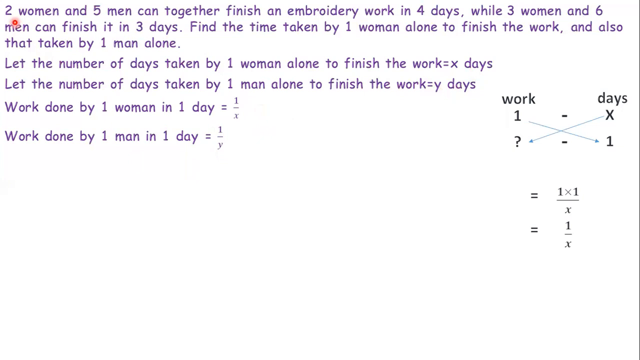Now here is the equation we have to write. 2 women and 5 men together can finish the work in 4 days. 2 women, 5 men is equal to 4 days.